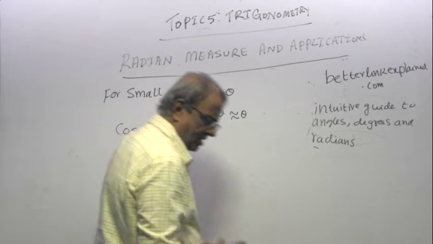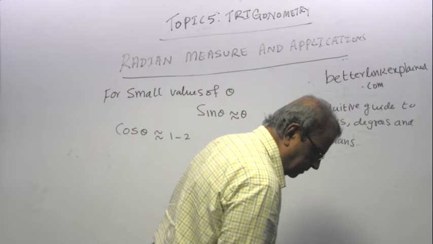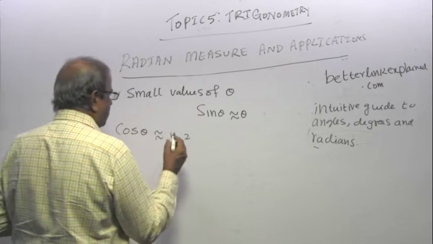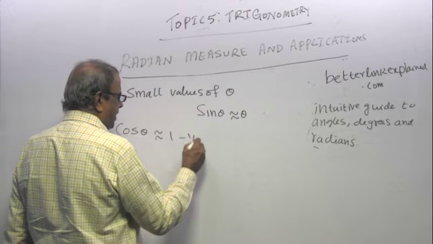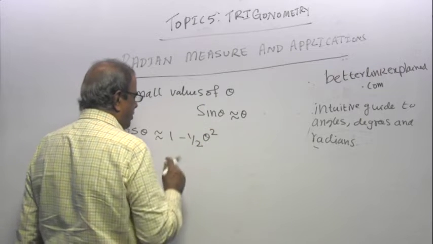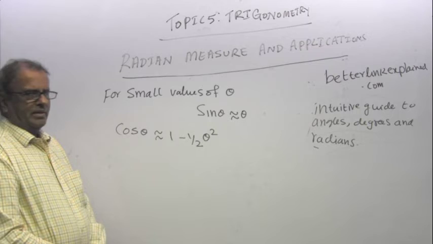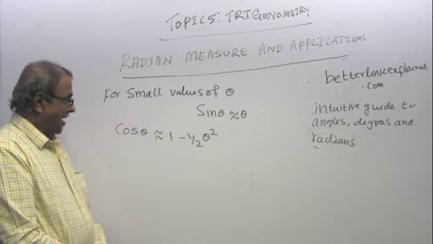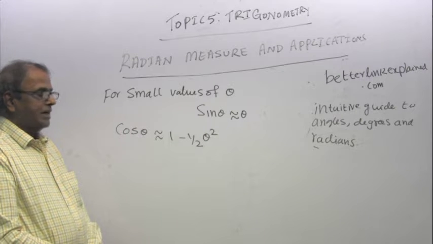What is the formula for cos 2 theta? Cos theta is approximately 1 minus half theta squared. Now, where am I getting this from? Can somebody help me how to arrive at cos theta is approximately 1 minus half theta squared?